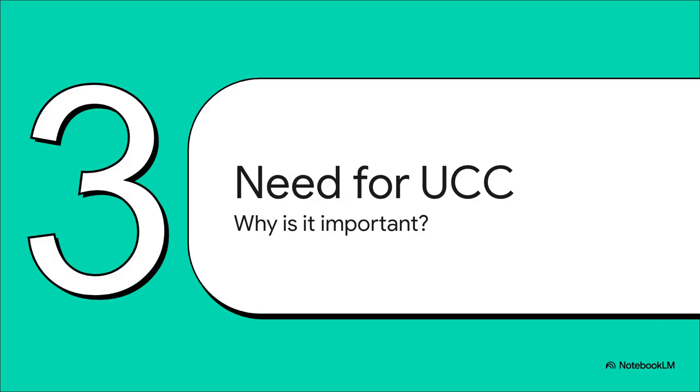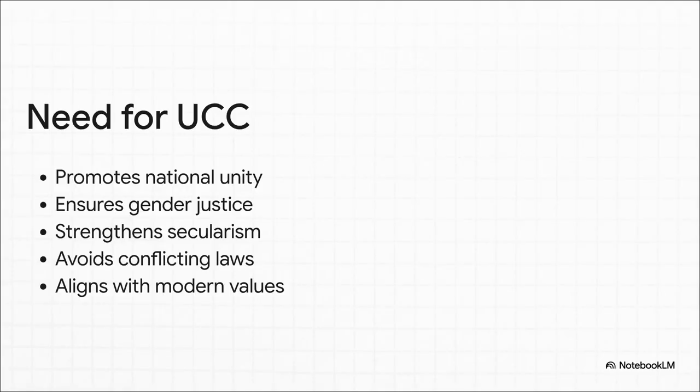Next up, heading number 3, Need for Uniform Civil Code. Let's read through the core points. National integration promotes unity and equality. Gender justice eliminates discriminatory practices, ensures equal rights for women. Secularism strengthens secular state. Legal uniformity avoids conflicting laws. Modernization aligns with changing values.